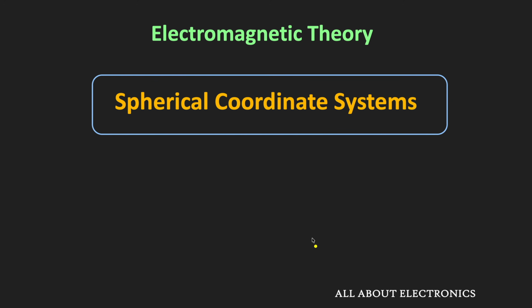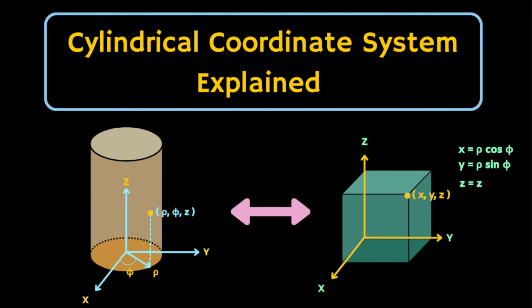In the previous video, we understood the importance of the different coordinate systems while learning electromagnetic theory. In that video, we also understood the cylindrical coordinate system. Similarly, in this video, let us learn about the spherical coordinate system. First, let us understand what the coordinates in the spherical coordinate system are.